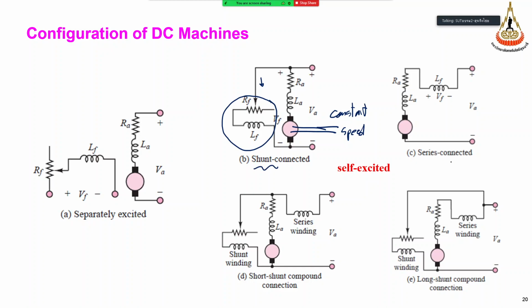But for a series connection, usually we use low resistance here, and then the current flows to the same amount. In this case, we will get a very high torque. If we want a high torque machine but don't need constant speed, we connect by series connection. High torque.